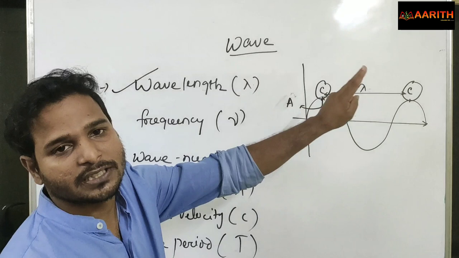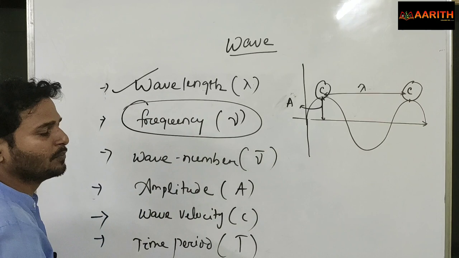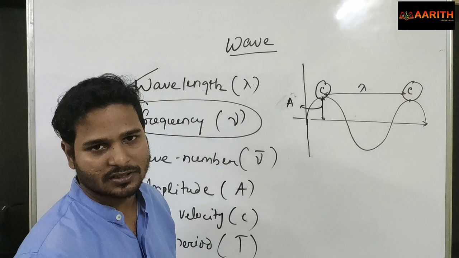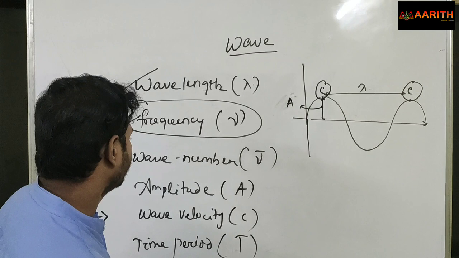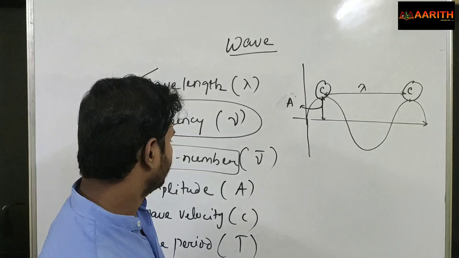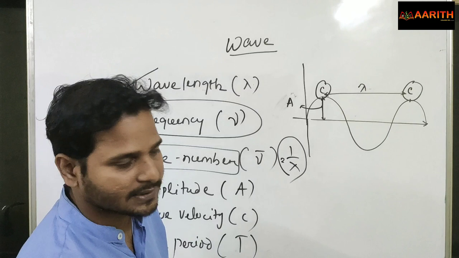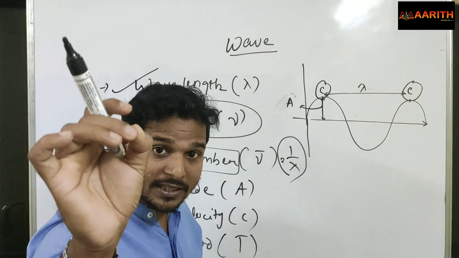Second one, frequency. Frequency is symbolized by nu. Frequency is cycles per second, also represented in hertz. Per second, the number of complete waves, that is simply frequency, represented by nu. And the third one is wave number. This is the reciprocal of wavelength. Wave number you can represent as 1 by lambda simply. Or wave number is, for unit length, how many waves?